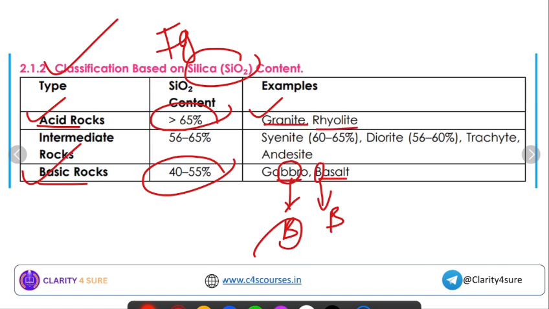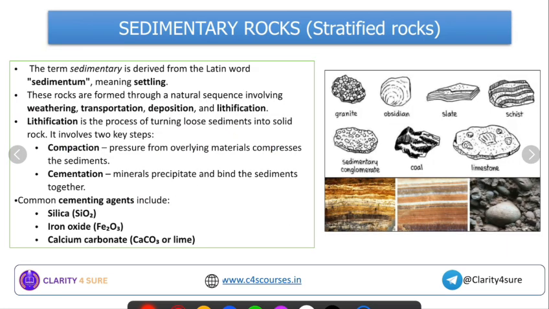So yes, this is about the classification of igneous rock and overall igneous rock. The second one is the sedimentary rock. Sedimentary rocks are also called stratified rocks because they create some layer-like structure.